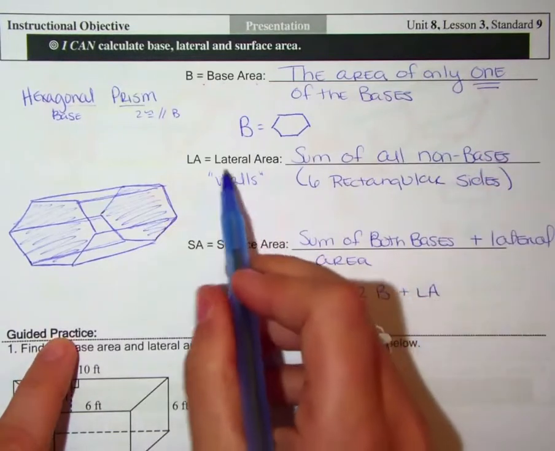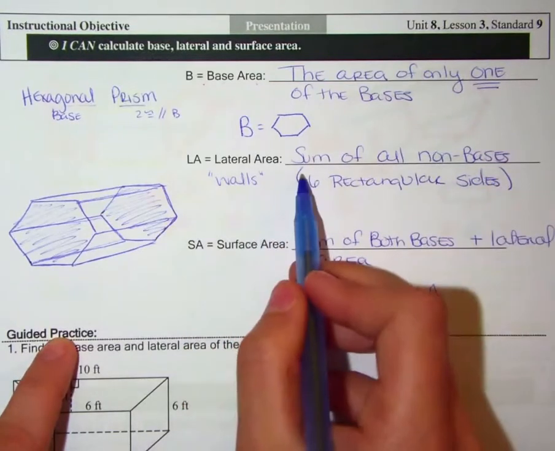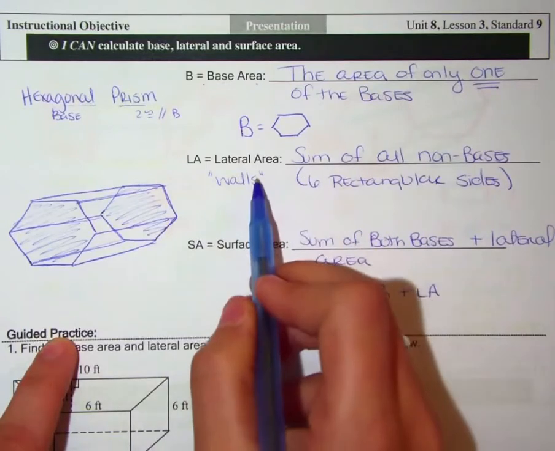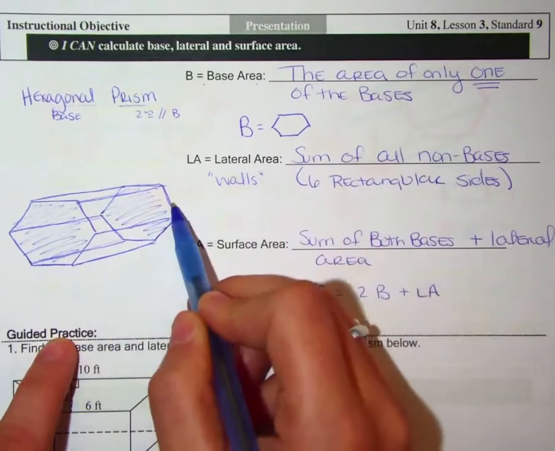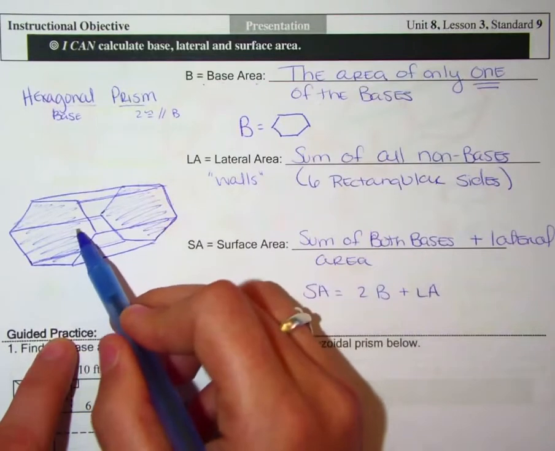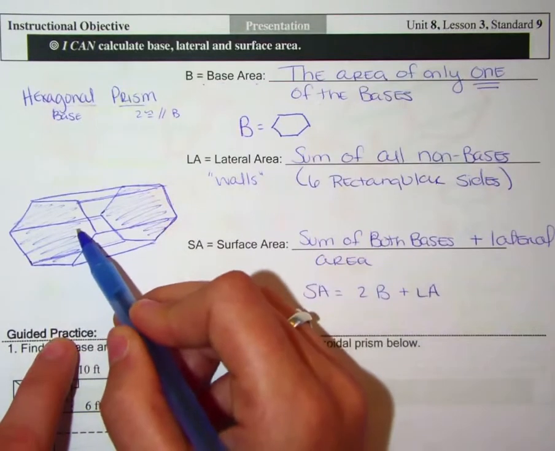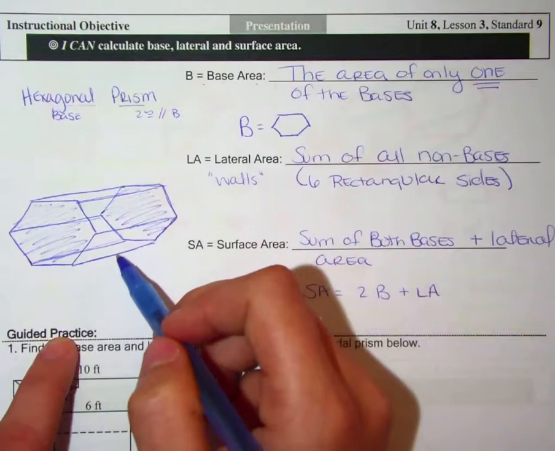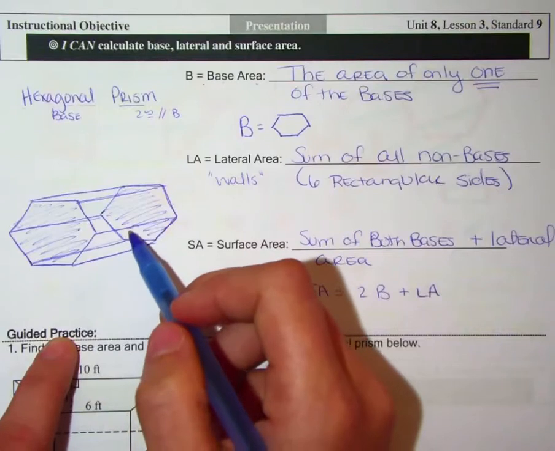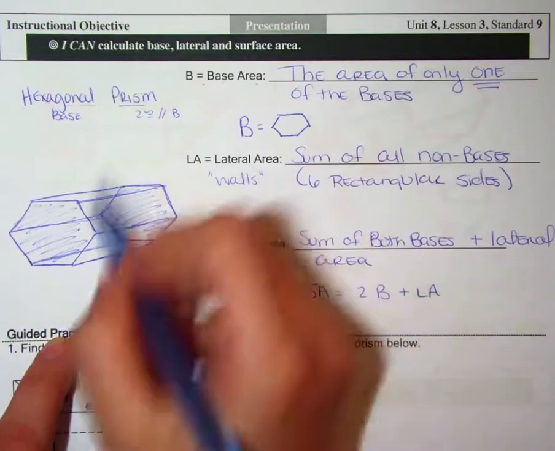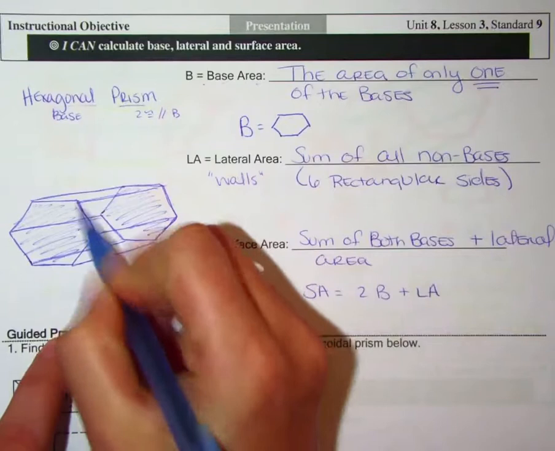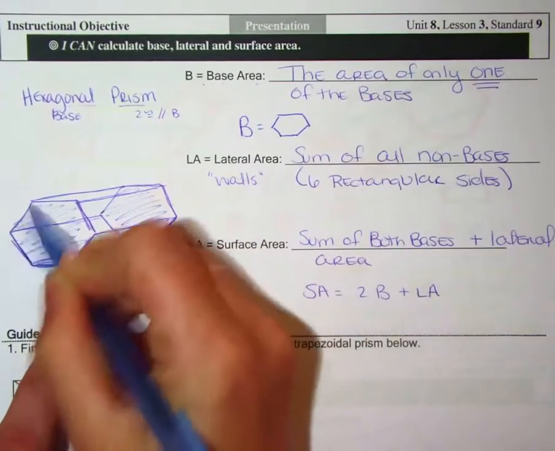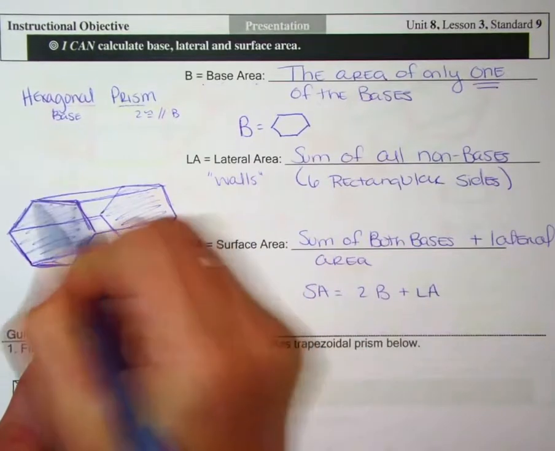Then, lateral area is the sum of all the non-bases. I like to think of it as the walls. Okay, so if these are the bases, kind of like the floor, then the lateral area is all of the walls. The walls are what's in between the 2 bases. So in this case, it's 6 rectangular sides. It's 6 because there has to be one wall for each side of the base.